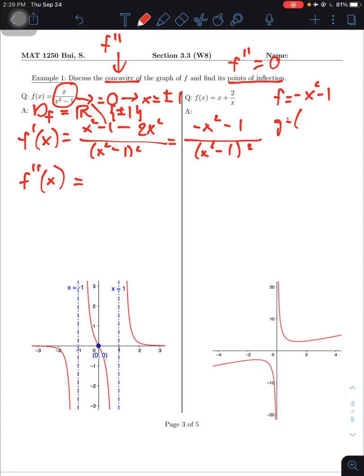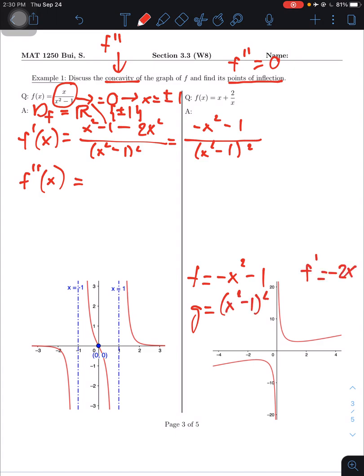Okay, that's ugly writing. You know what, let me just do it in here. Okay, so my f in here is negative x squared minus 1, g is x squared minus 1 squared, and then f prime in here is negative 2x, g prime is, what is it? I'm going to apply the chain rule in here together with the power rule. So again, I'm fast forwarding because I assume that we all get used to the process of finding the derivative, but if that's not the case, let me know, okay?